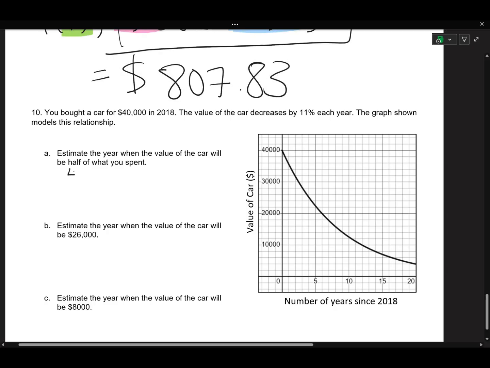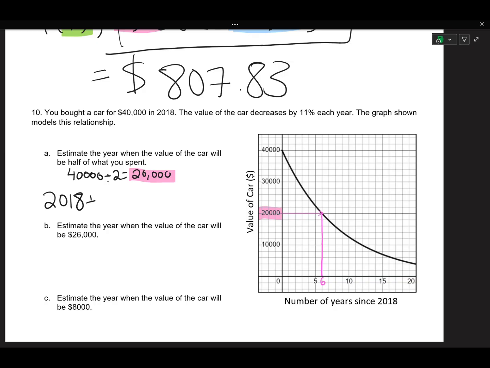Well, what is half of 40,000? To find that, I divide 40,000 by 2, and I get 20,000. All right. Well, 20,000 is right here, which means it hits the graph there. Let's see what year that is. Oh, that looks like year 6. But 6 isn't a year. It's years since 2018. So what you have to do is 2018 plus 6. So the car will be at $20,000 in 2024.